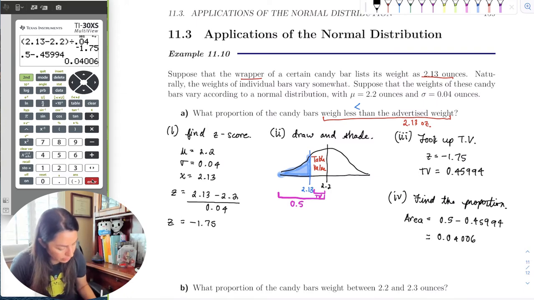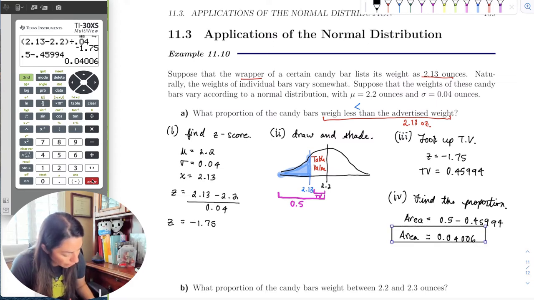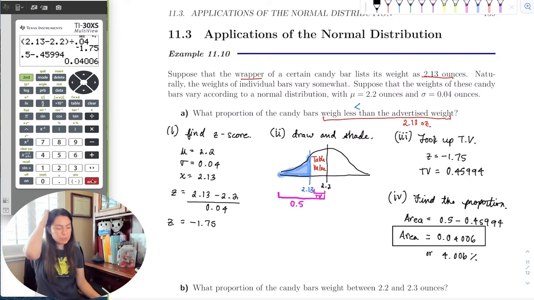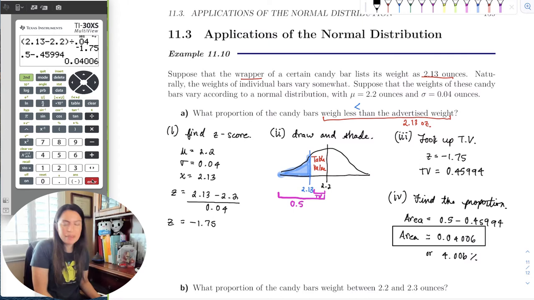0.04006. So the proportion of candy bars that weigh less than the wrapper is 0.04006, right? And as a percentage, you would say about 4.006%. It's a small percentage, but it's kind of a lot if you think about it, if they make a lot of candy bars.